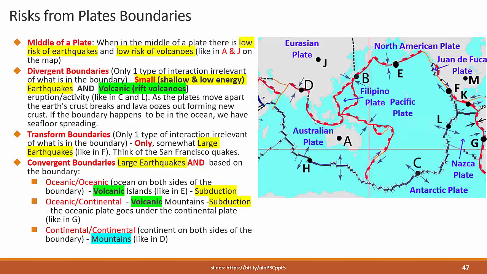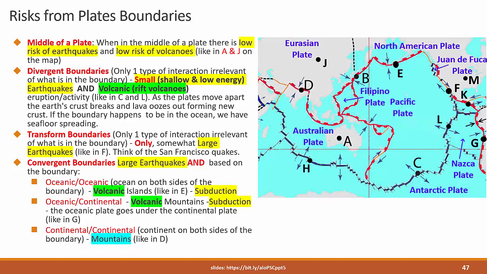If we are inside a plate, away from the boundary, that's where we are safe from earthquakes and volcanoes. So this is the safest place. If you'd like to build a nuclear power plant, it's better to build it here than here, or here. This is Japan, between the East China Sea and the Sea of Okhotsk. This is where the 2011 Tohoku earthquake and tsunami happened, and the big Fukushima nuclear power plant disaster. Now J is also in the middle of a plate, so that's safe. M is in the middle of a plate.